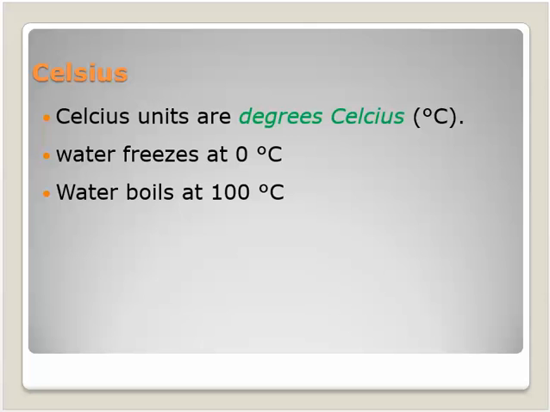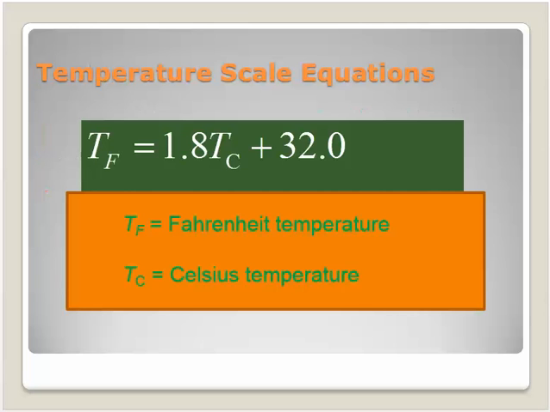Next one we're talking about here is Celsius. Celsius is degrees Celsius. Quite often we think of this being the metric system, and it is the metric system, but it's not the common base. Water does freeze at 0 degrees Celsius, and water boils at 100 degrees Celsius. Here's our equation that relates the two of them. Temperature Fahrenheit equals 1.8 times the temperature in degrees Celsius plus 32.